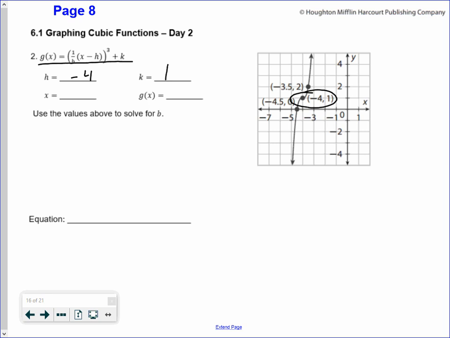And now I need to pick either one of my two values right here, x or g of x. Again, it doesn't really make too much of a difference at all. Choose whichever one you want. I'll go with (-3.5, 2).